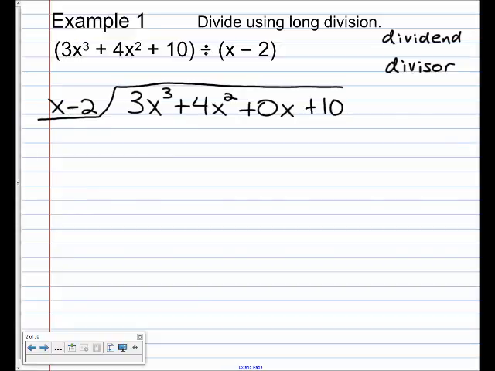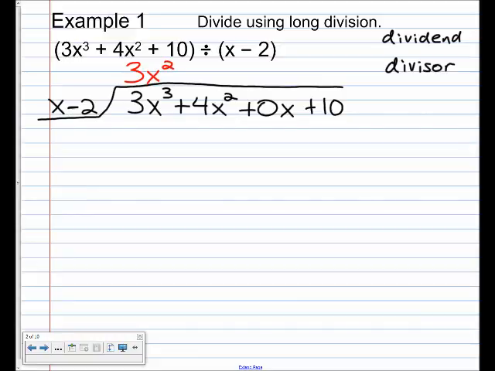All right, what's the first term in the dividend? 3x cubed, the whole thing, just that term right there, 3x cubed and x. So ask yourself, what can I multiply times x to get 3x cubed? 3x squared.